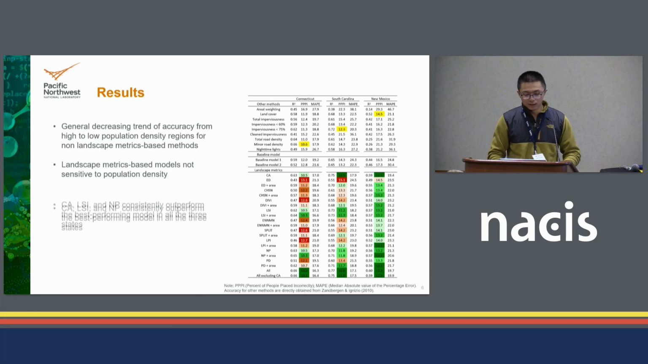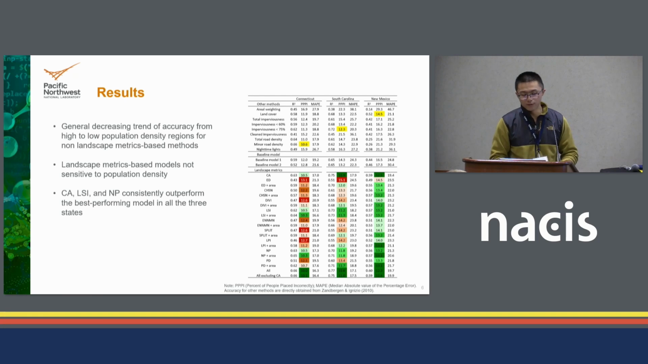And we also found that the class area, the landscape shape index, and the number of patches consistently outperform the best performing other models in all three states.